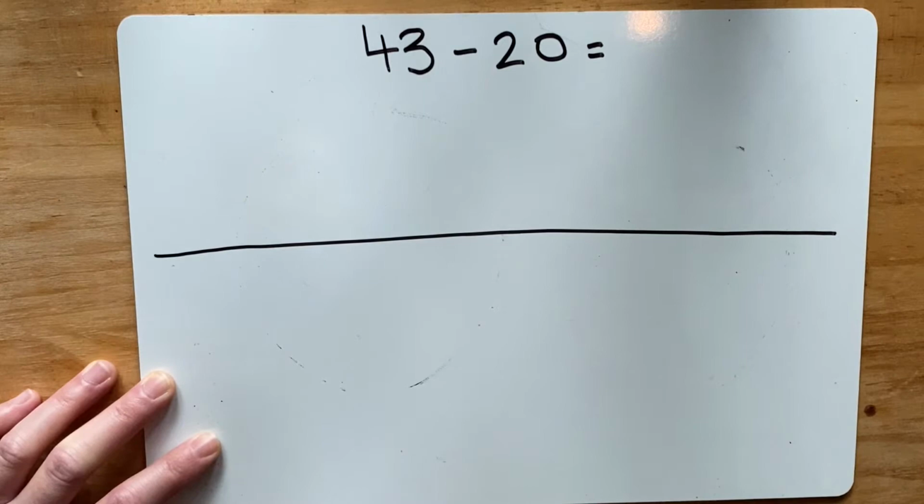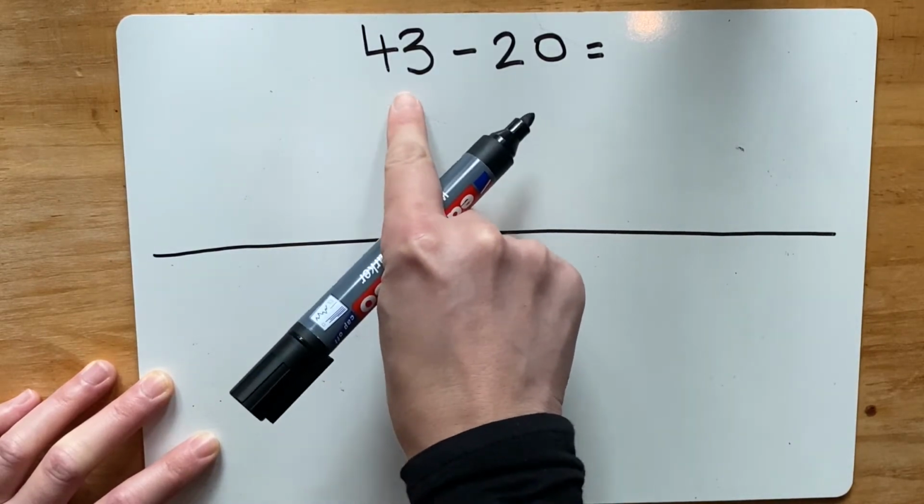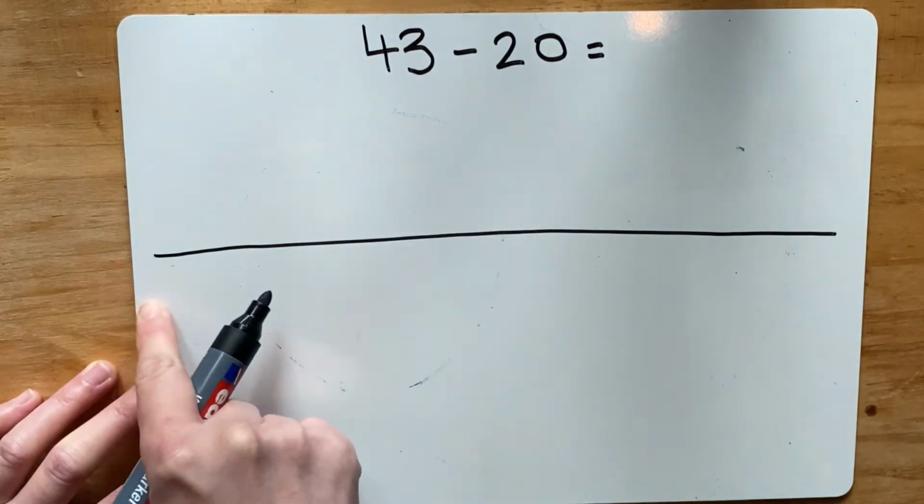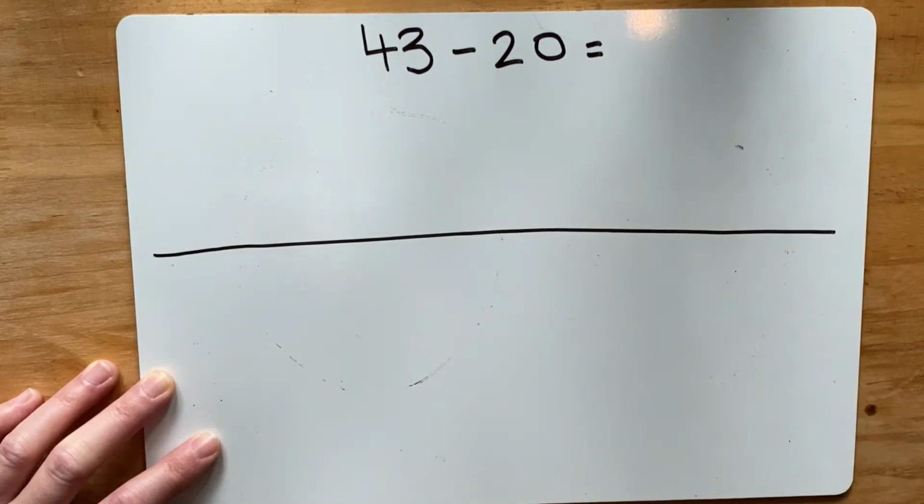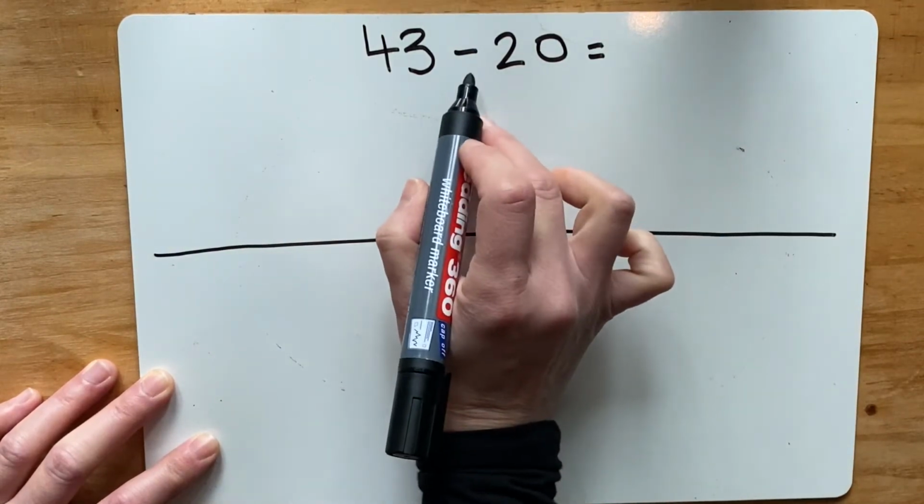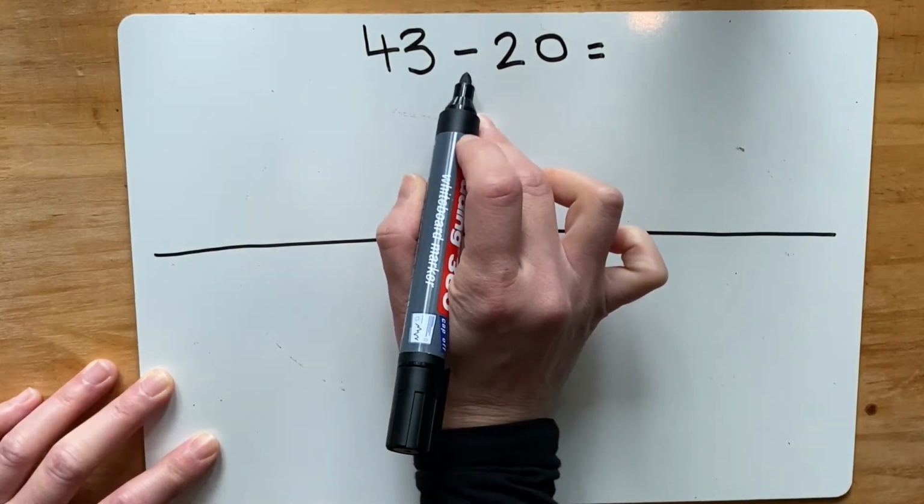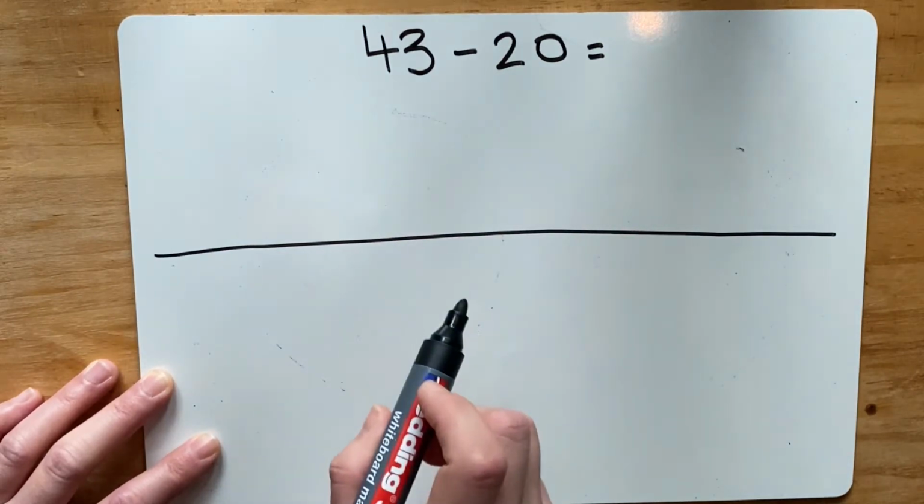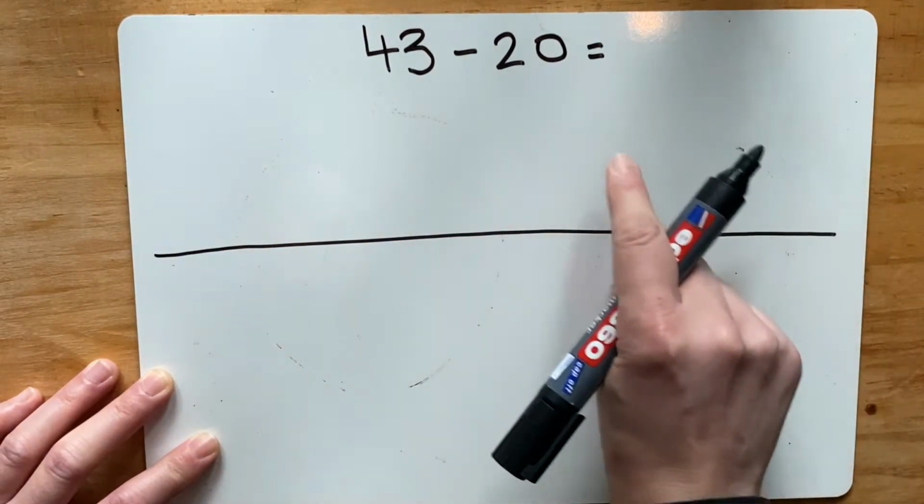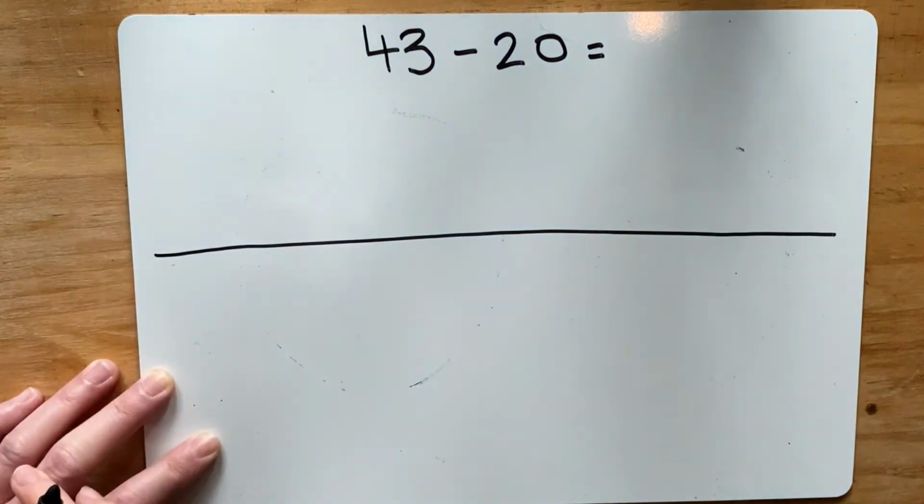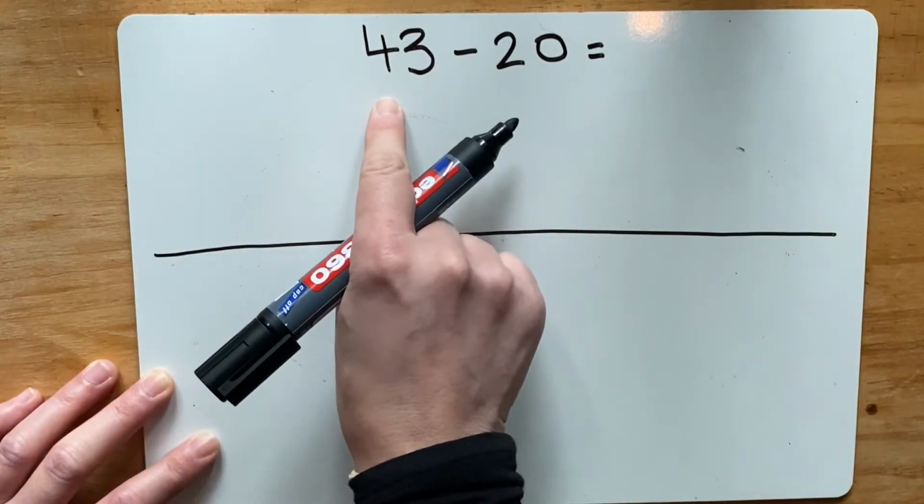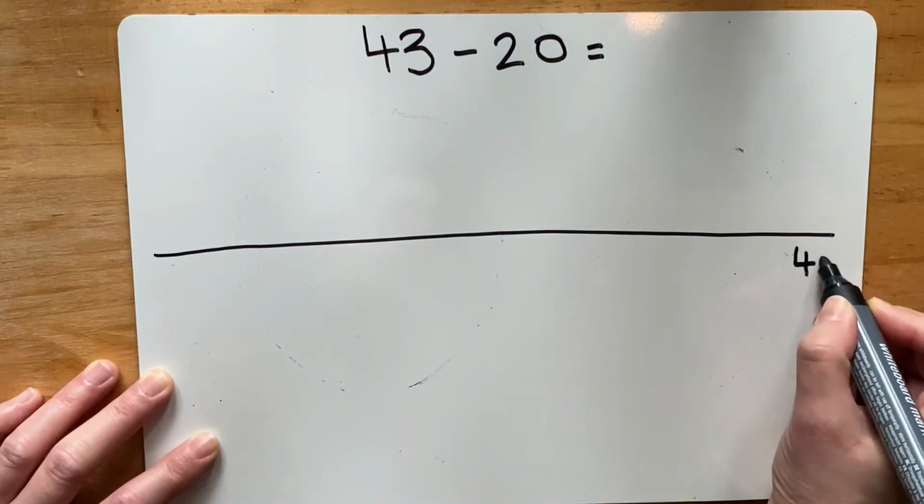Step number 2 is we take our starting number and we have to put it in the correct place on the number line. Today we are taking away. So when we take away, our number gets smaller. So that means we're going to jump this way on the number line. So 43 has to go on this side.